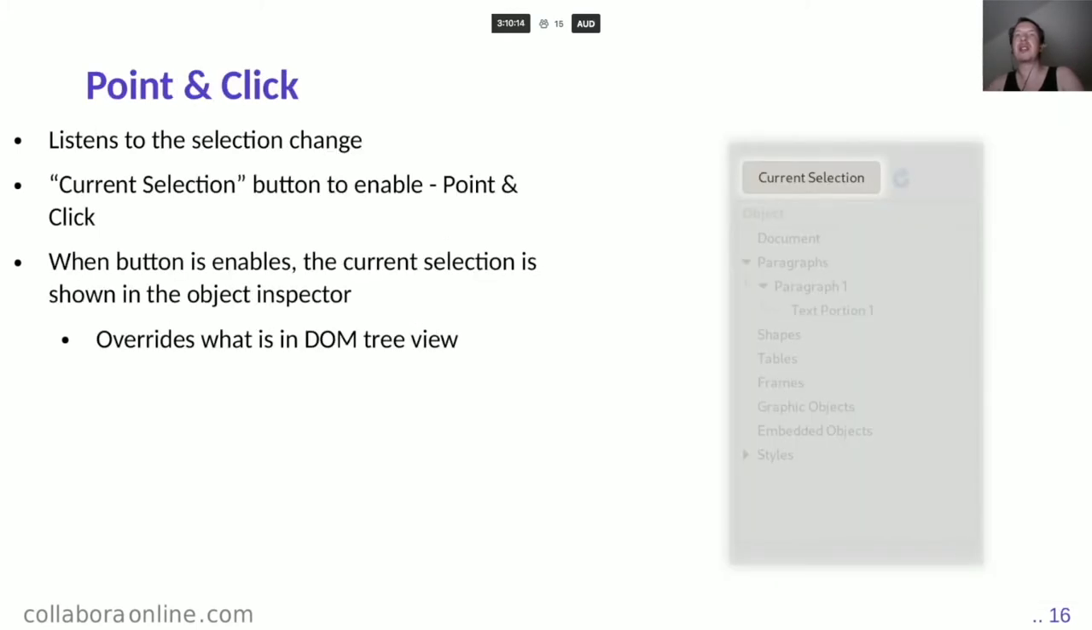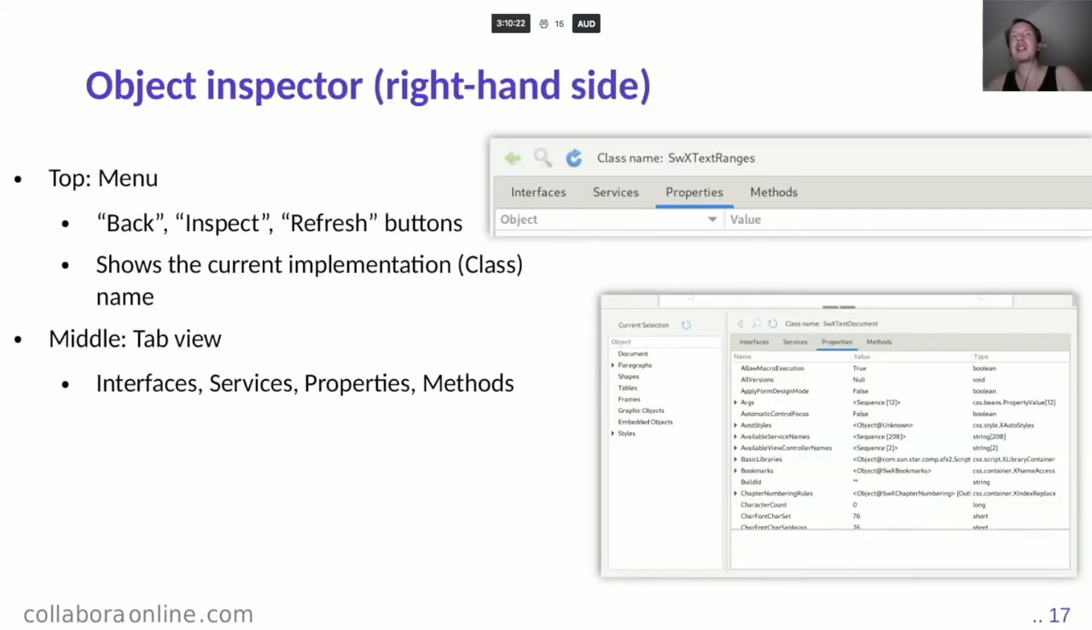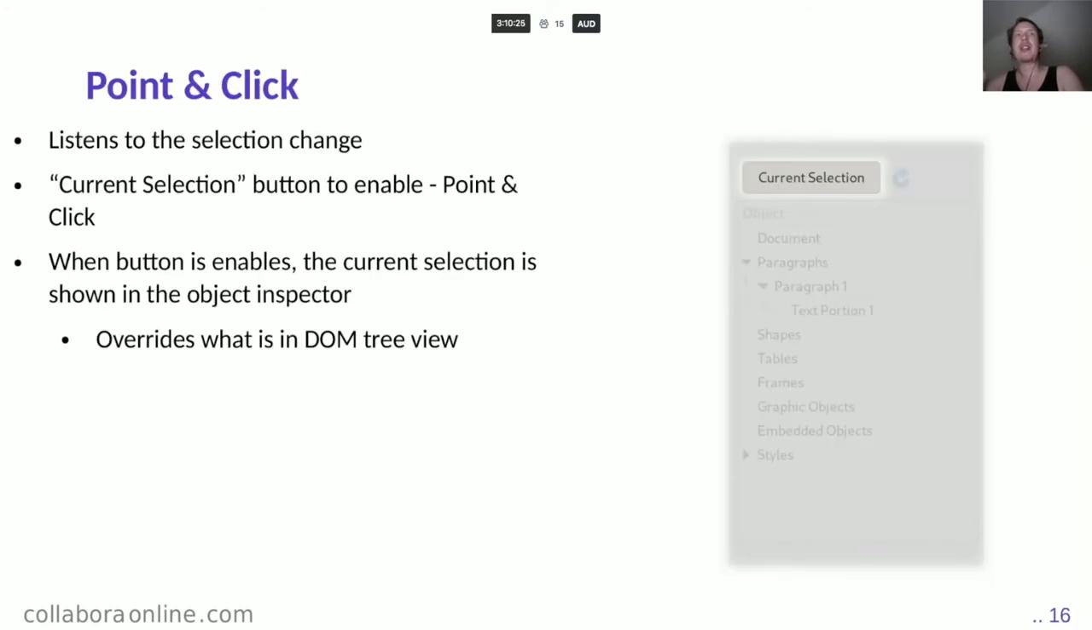So here you can see the location of the point and click. Sorry, this current selection is the point and click functionality. It listens to all the selection changes, and then after you select an object, you can inspect it in the object inspector. If you disable this, then you can normally just work with the document object model review as before.